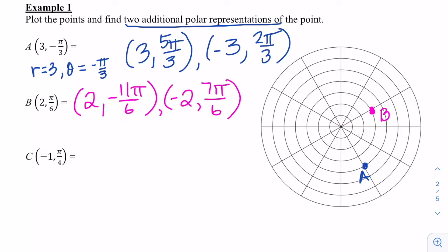For the last polar coordinate, negative 1, pi over 4 would take us into the 3rd quadrant. So this would be C. To find another representation, we can start with a positive radius of 1. That rotation would be 5 pi over 4. Or 1 with a negative rotation, negative 3 pi over 4.